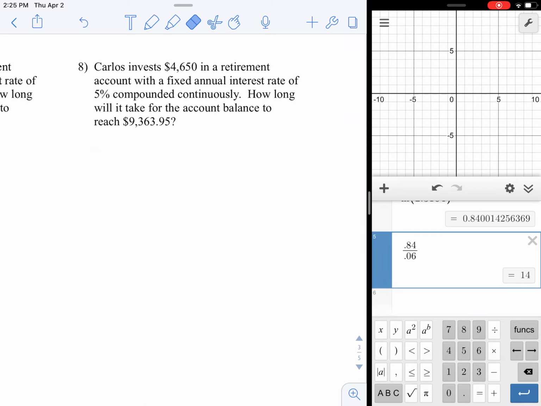So Carlos invests. This is our principal amount. In a retirement account, fixed rate of 5%. That's our r. How long will it take? How long is time. That's our unknown. To reach 9,000, etc., that's our final amount. So 9,363.95 equals $4,650 times e to the 0.05 times t. I don't really need the parentheses there because I'm not typing that into a calculator. So there is our equation.